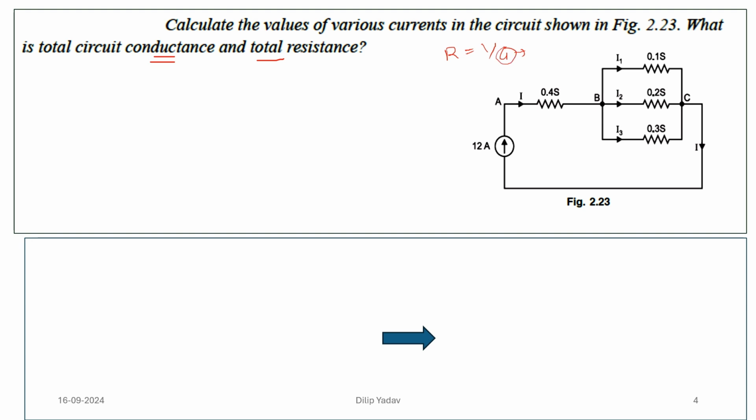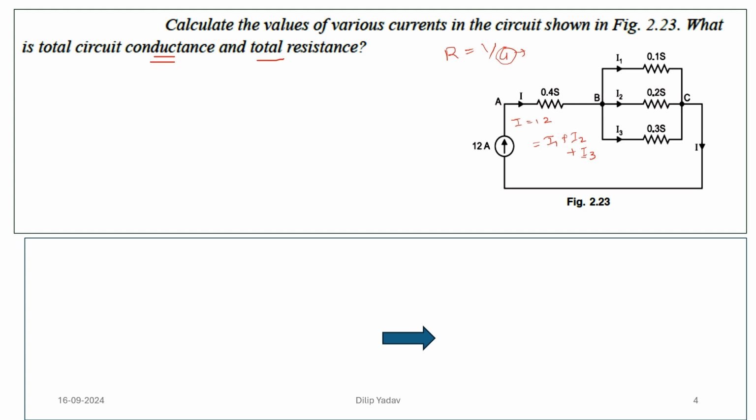How are we going to calculate? It is given that 12 ampere current is going across this. So I is equal to 12 going inside, and it is getting distributed into three currents, that is I1 plus I2 plus I3, and it is going to ask me what is the total current across this, I1, I2 and I3.